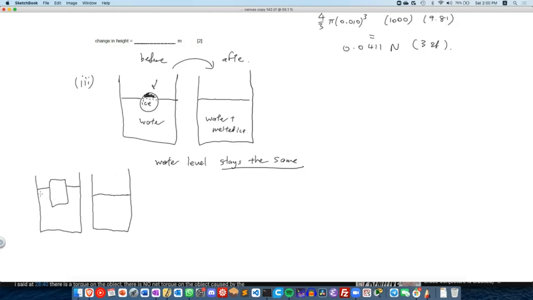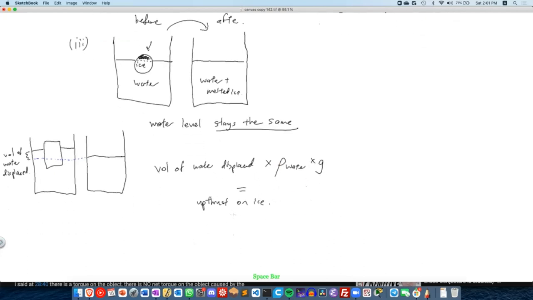Okay, so if we take a look at the amount of water displaced before and after, you take a look at the water level before and after. Then this extra volume, what is the extra volume here? Volume of water displaced. So if you take the volume of water displaced, and multiply by the density of water and multiply by g, then that will equal, before we jump to the weight, the upthrust on the ice.